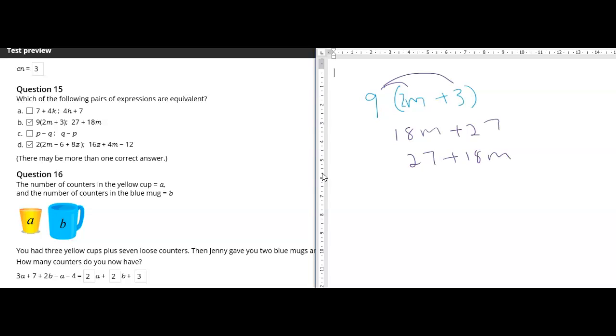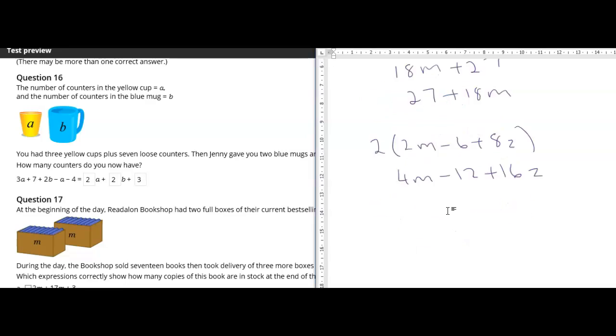C, P minus Q is not the same as Q minus P. And then the last one, expanding that as well. So 2 times 2m is 4m. 2 times negative 6 is minus 12. And 2 times 8z is 16z. Okay, so you can see they're equivalent. So another question where there were multiple answers. If you just got one, I will give you marks for that.